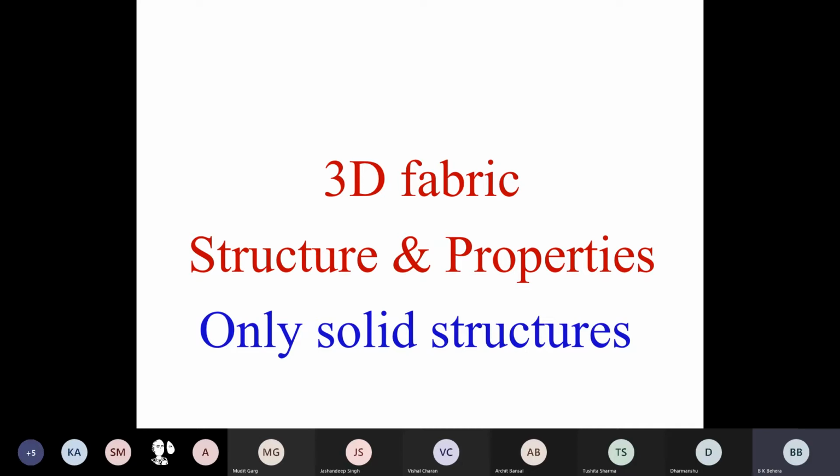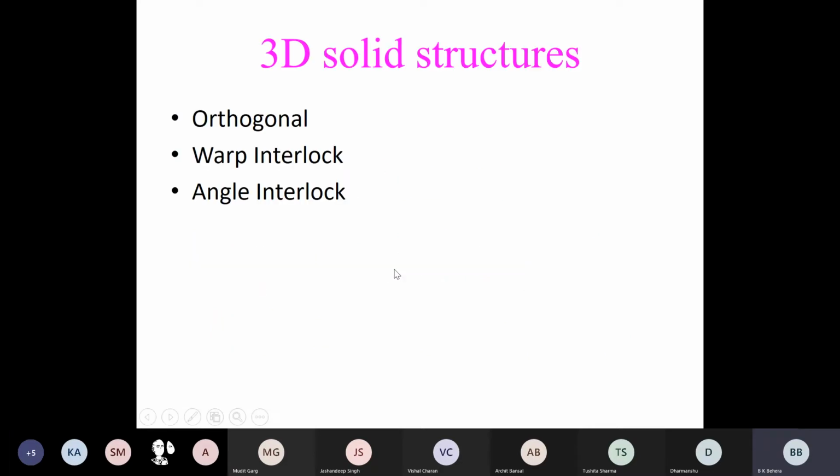And remember, whatever we have discussed so far in 3D, we are basically dealing with 3D solid structures. And this is the end of the 3D solid structures. From next class, we will switch over to other 3D fabrics. So far, whatever we have discussed in these 4 lectures, they are all about 3D solid structures. And you know what they are: orthogonal, warp interlock, and angle interlock structures.